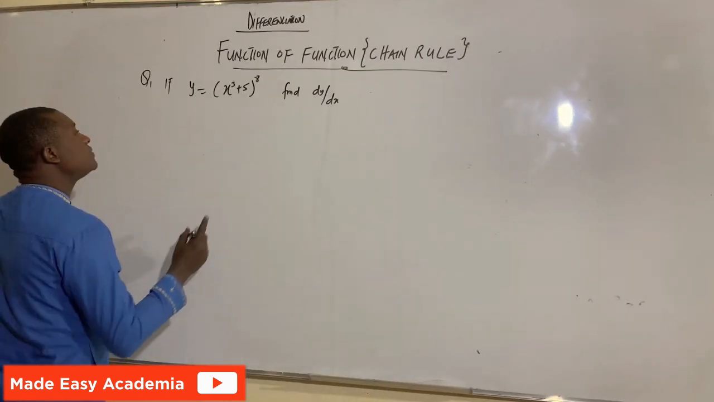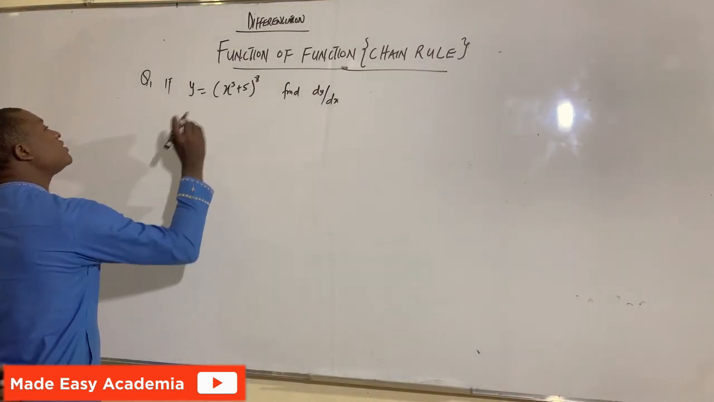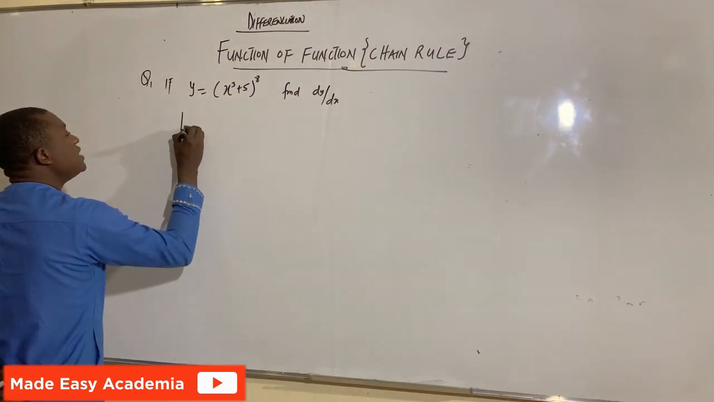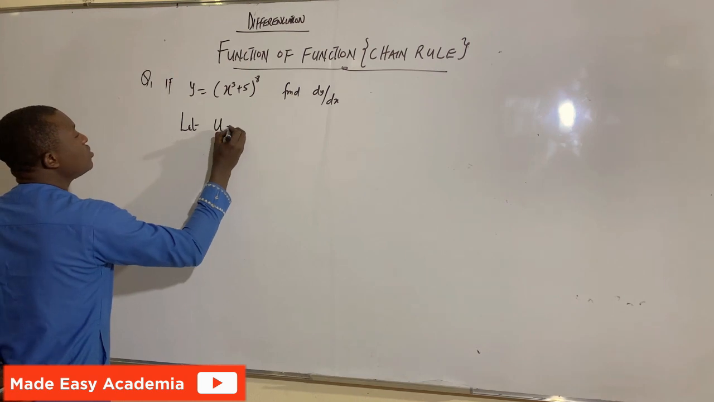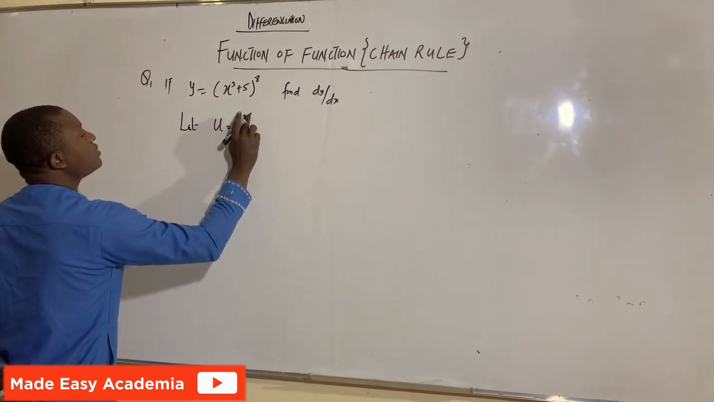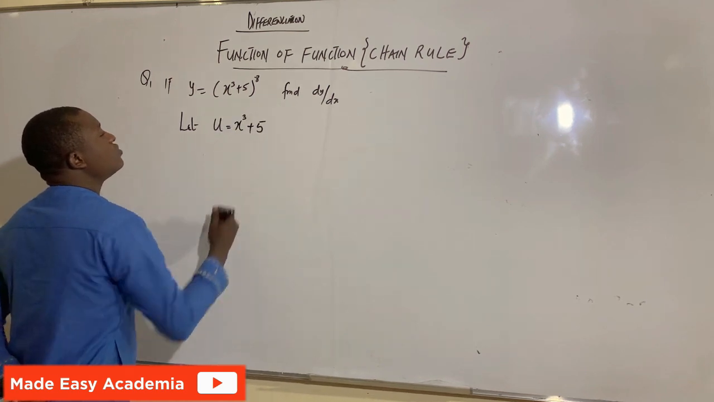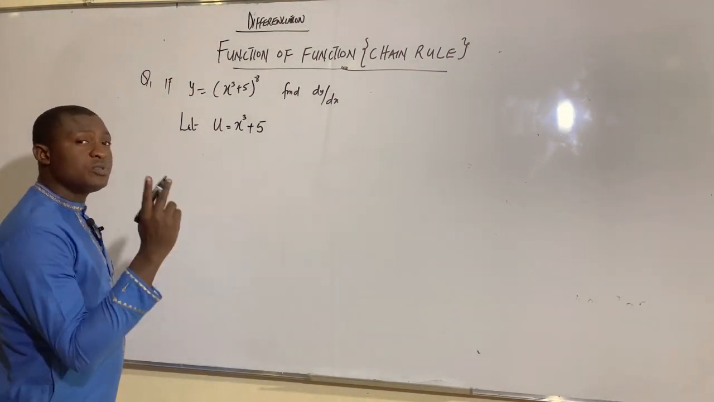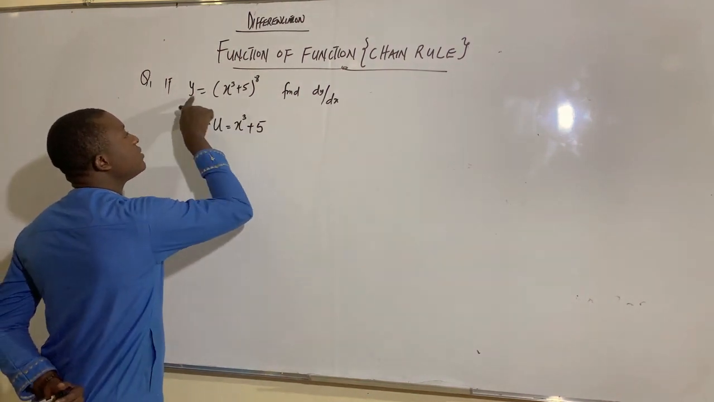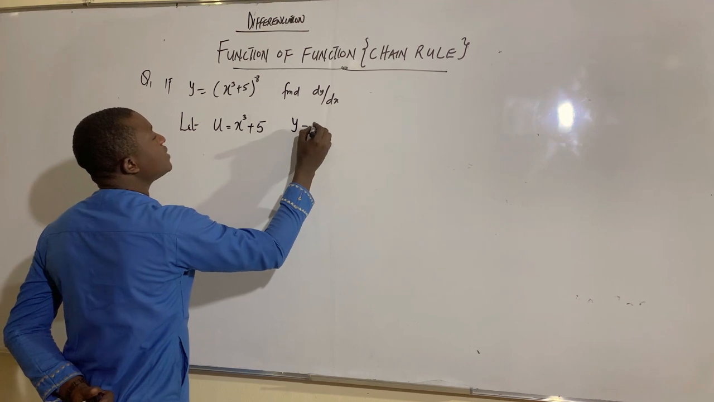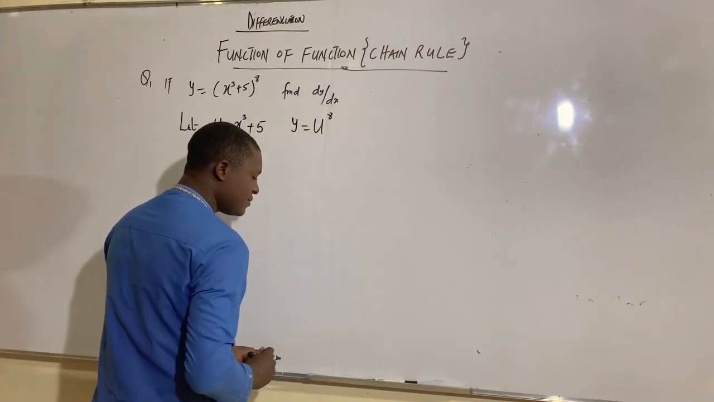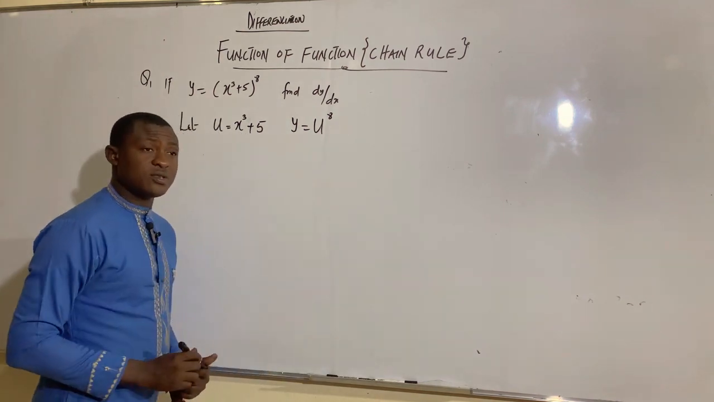So if I want to do that, look at the way I will do it. The first step, I will let what I have in the bracket to be a single alphabet. Let u equal to x cubed plus 5. So meaning I let what I have in the bracket to be a single alphabet. So that means y is equal to u raised to the power of 8. I hope you get the concept. Let me come again so that you get that.